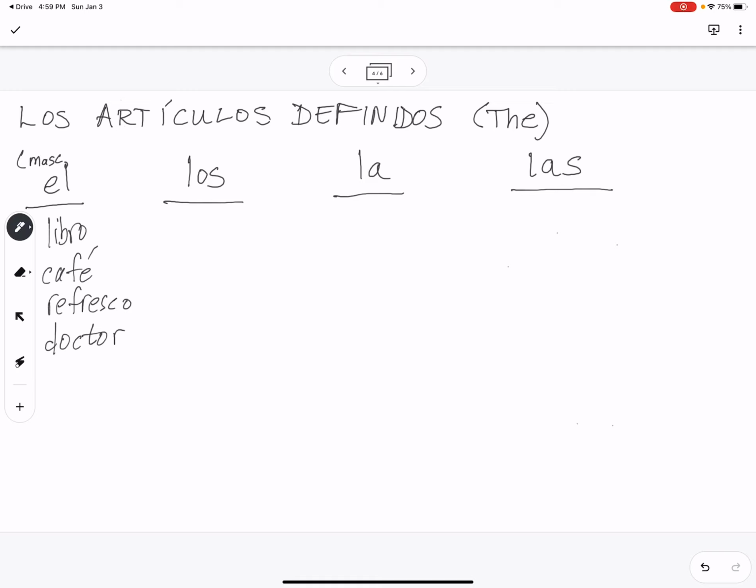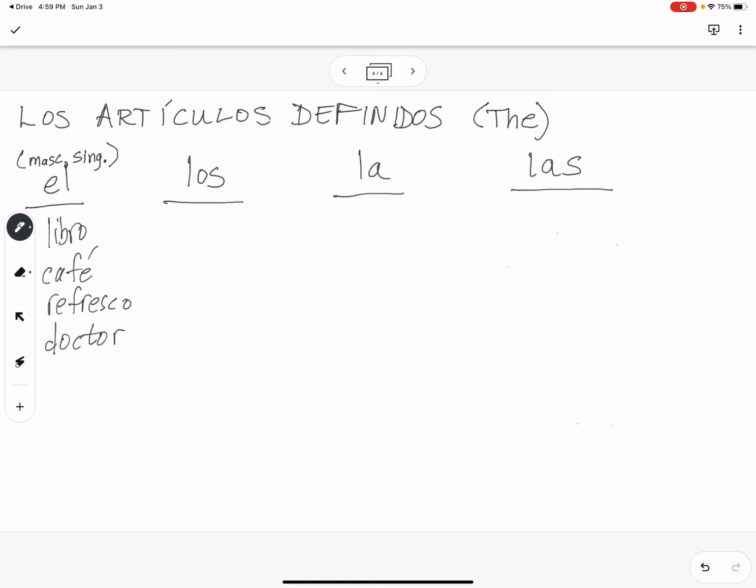Something else that you also want to make note of here is that they're all singular. So when you want to say "the" followed by a noun, and that noun is both masculine and singular, you're going to use el. How do you know that these four words are singular? Because they do not end in an S. Which brings us to our next column.